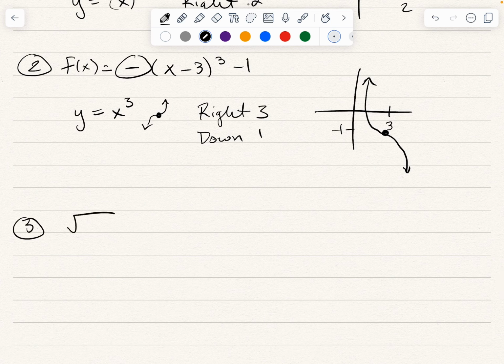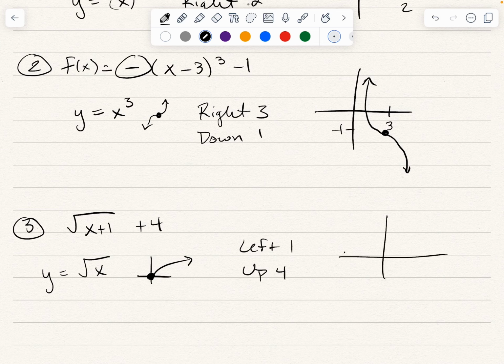Okay, number 3, square root of (x plus 1) plus 4. The family for this is the square root of x, which starts at 0 and goes off to one side, in the positive domain. There are no negatives in the domain for the square root. Our graph goes left 1 unit and up 4 units. So your graph ought to start at negative 1, up here at 4, that's your beginning point, and we're still going off to the right in that direction.